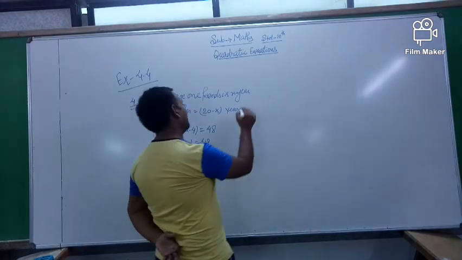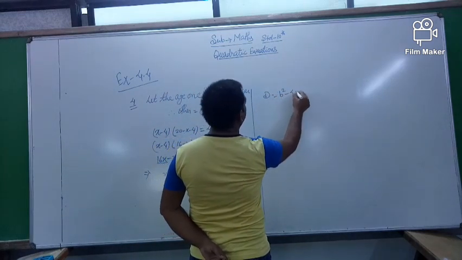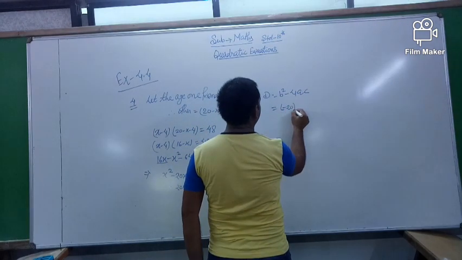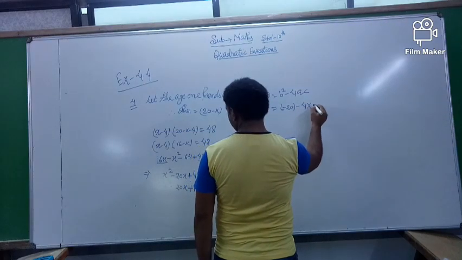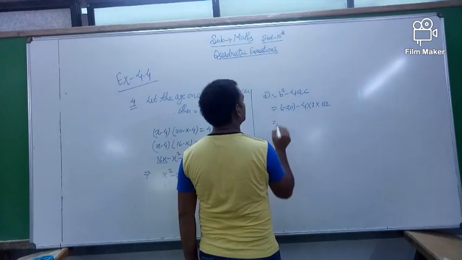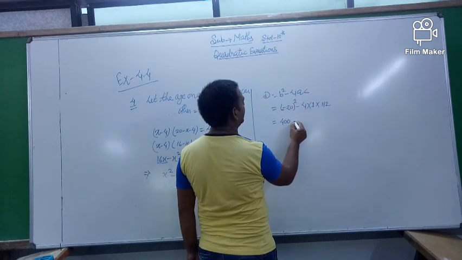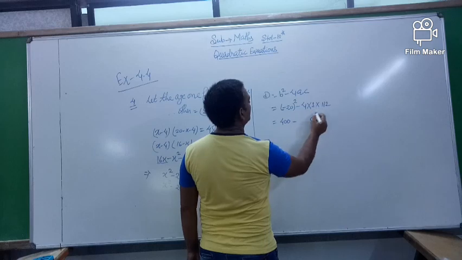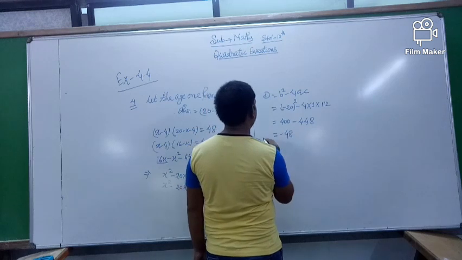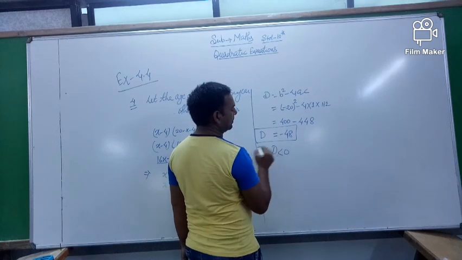First you find the value of D. D is equal to b square minus 4ac. Here the value of b is equal to minus 20, a is equal to 1 and c is equal to 112. So 20 square is equal to 400, minus 4 times 1 times 112, which is 448. So this is minus 48. Here D is equal to minus 48. It means D is less than 0.